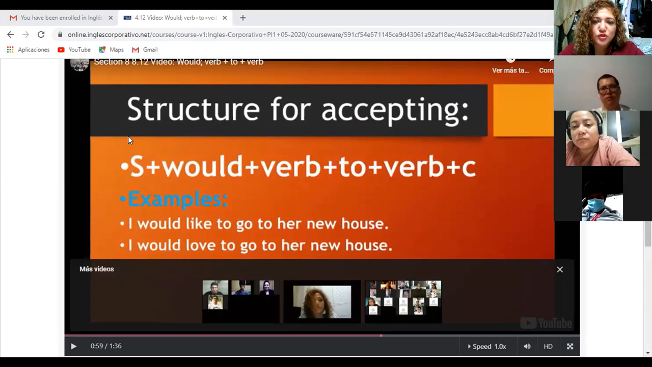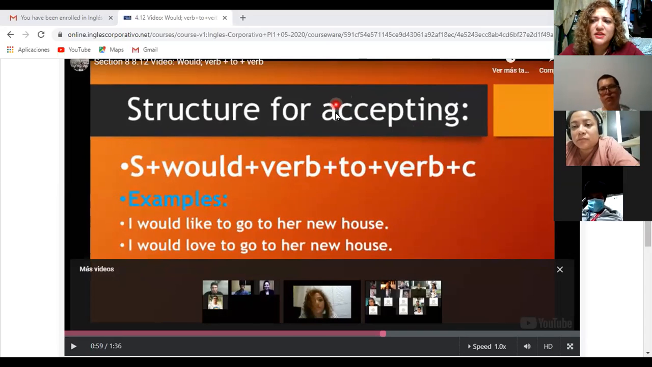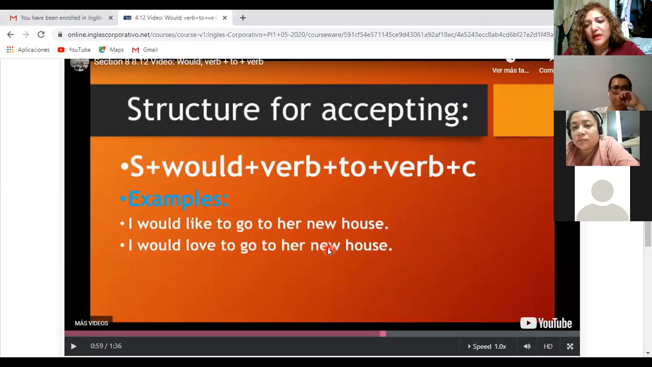Okay, so this is the structure when we want to accept an invitation, a complete sentence. That's all, a complete sentence. I would like to go to their new house. Or you can say, yes, I would like to go. Or yes, I would like to. Or yes, I'd like to.